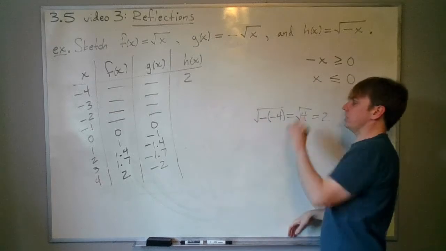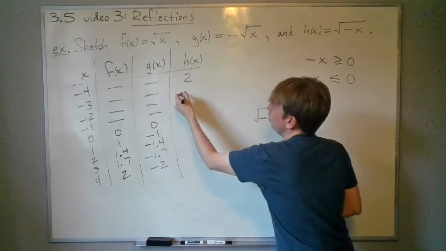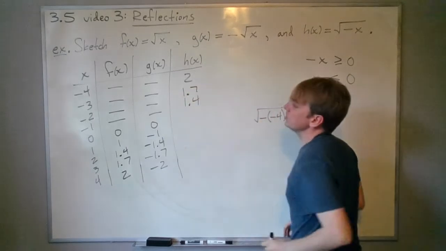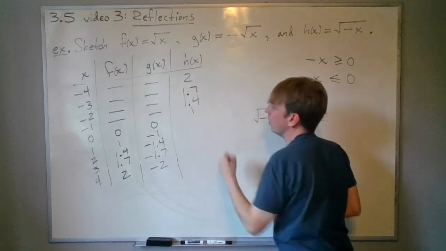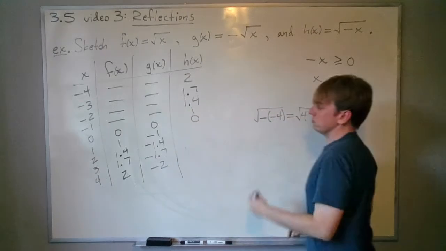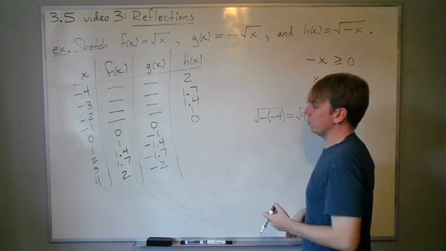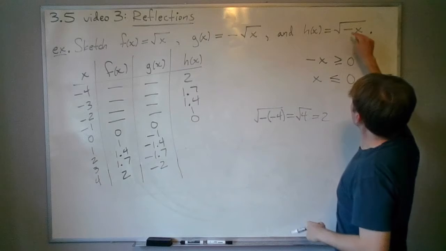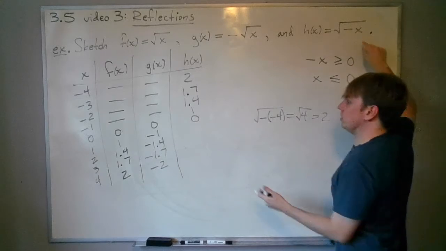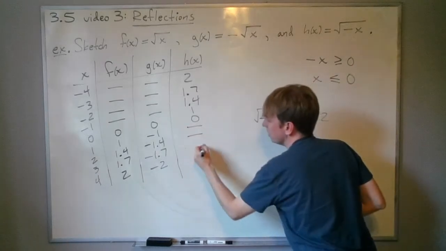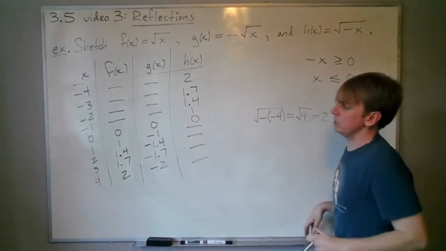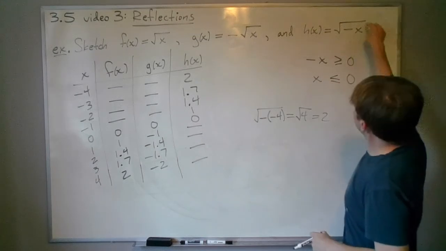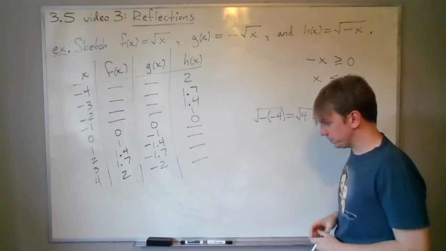I can plug in -3, and the same thing will happen. I'll get a 1.7, and -2 will give me the square root of 2. -1 will give me the square root of 1. 0, well, -0 is still 0. But once I start plugging in positive numbers for x in this formula, we'll have the square root of a negative, which I can't do, and so this function kind of is reversed in terms of its domain. Instead of being able to plug in positive x's, I can only plug in negative x's, so that the inside of the square root ends up being a positive number.